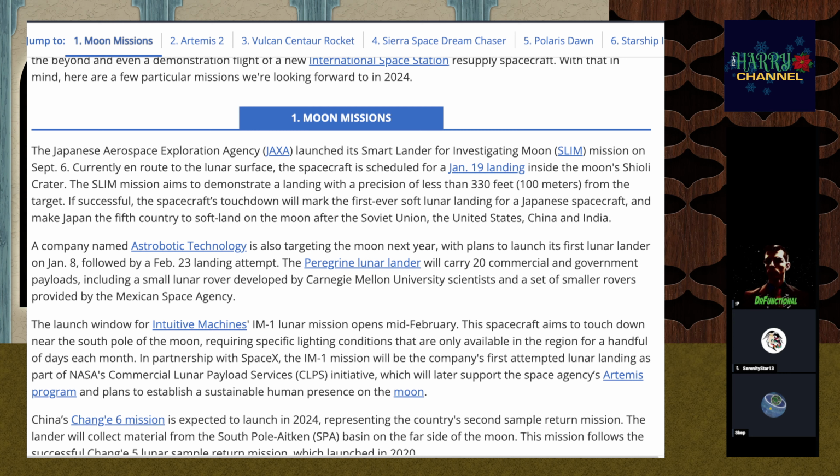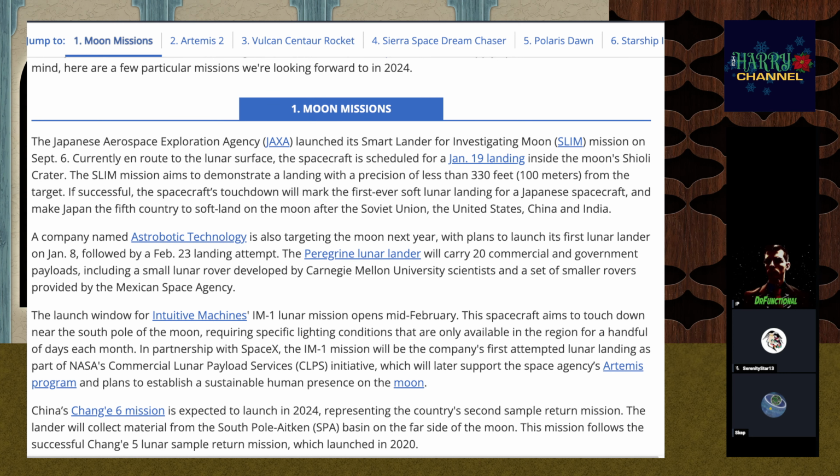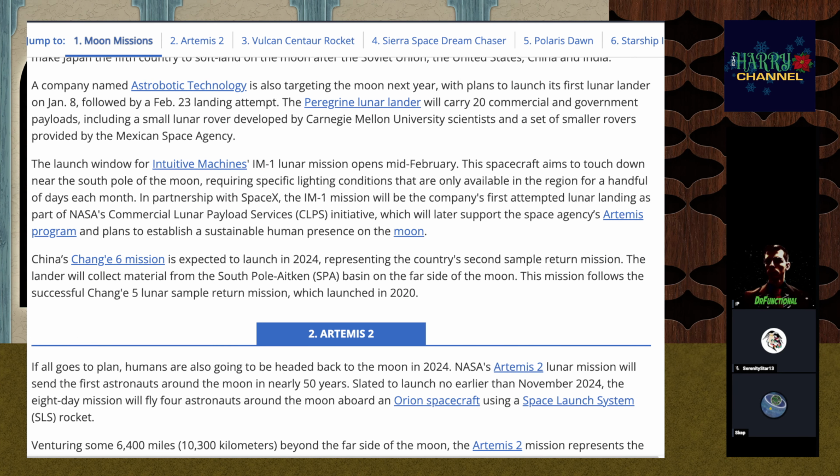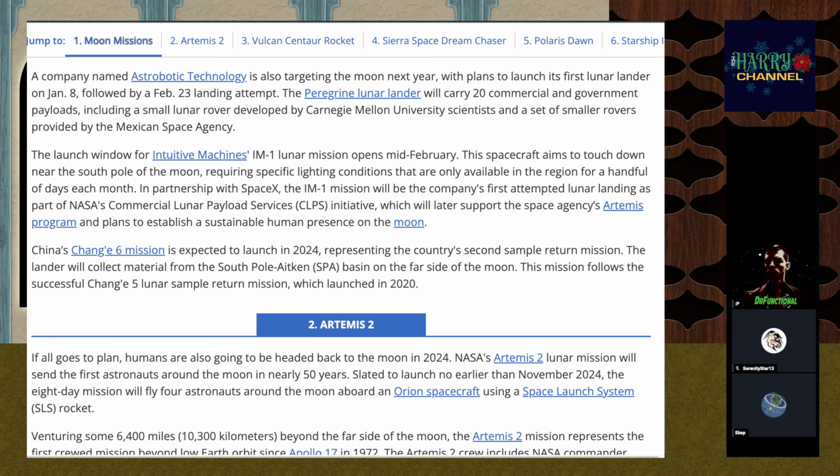I didn't know Mexico had a space agency, but apparently even Mexico's going to the moon. It's probably got those hydraulic lifters, and I'll bet it's got a pair of fuzzy dice hanging off. Yeah, exactly. The Chinese are going to the moon.